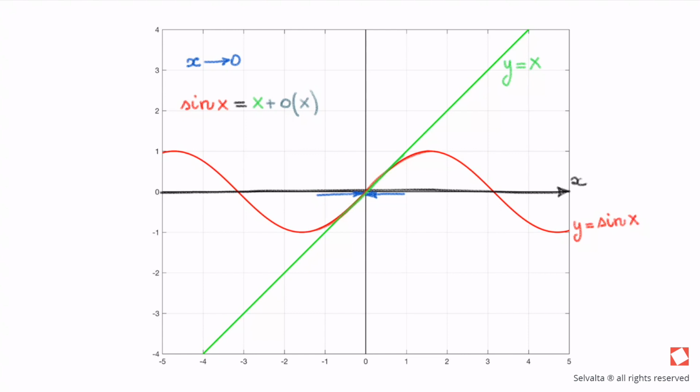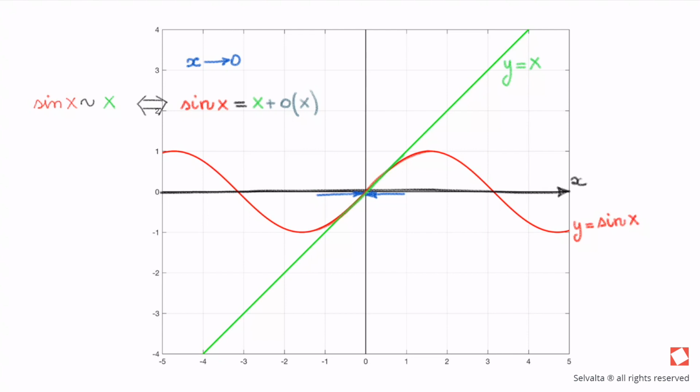We use now the fundamental property that connects the symbol of small o with the symbol of asymptotic. f is equal to g plus small o of g if and only if f is asymptotic to g. We pass now to a writing, to a formula that is totally equivalent. The function sine is asymptotic to the function x in the neighborhood of the origin.